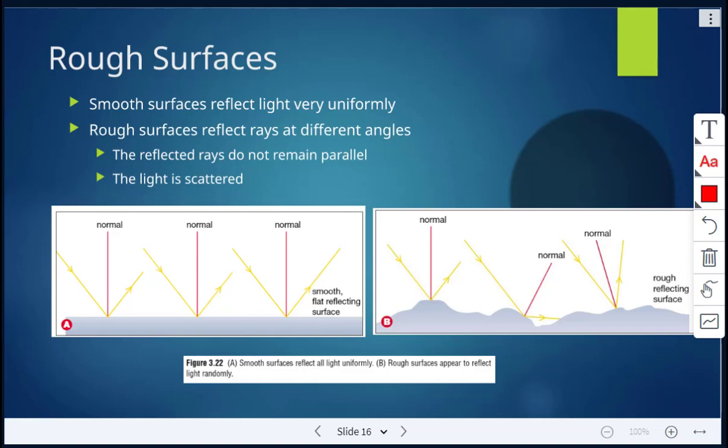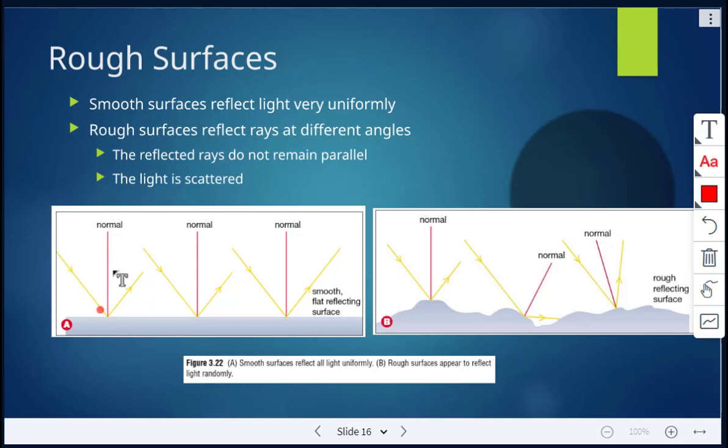So we kind of looked at this at the beginning when we were comparing the two images. Here again we have a plane mirror, a smooth, flat reflecting surface, compared to a rough surface. I think we were looking at a piece of paper, and if you look close up at a piece of paper, it has this rough surface. What you will see when you make these ray diagrams is that smooth surfaces reflect light very uniformly. All right, so you see the normal, you see the incident ray, and you see the reflected ray.